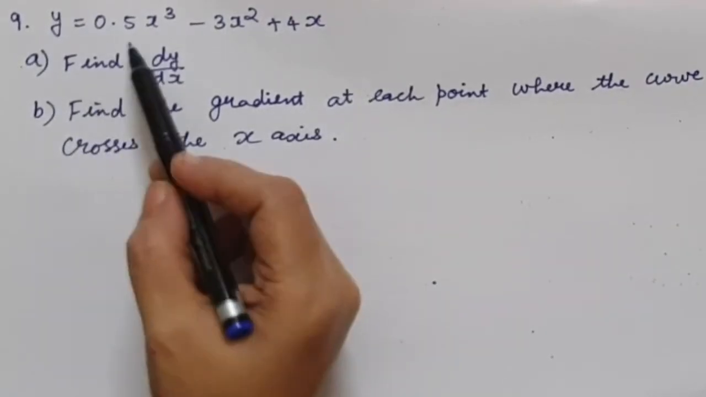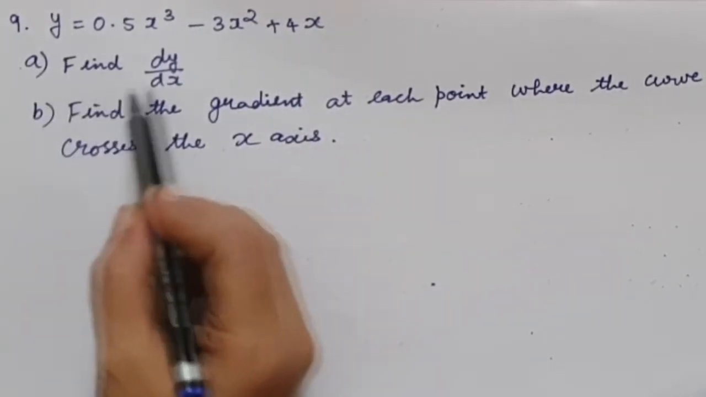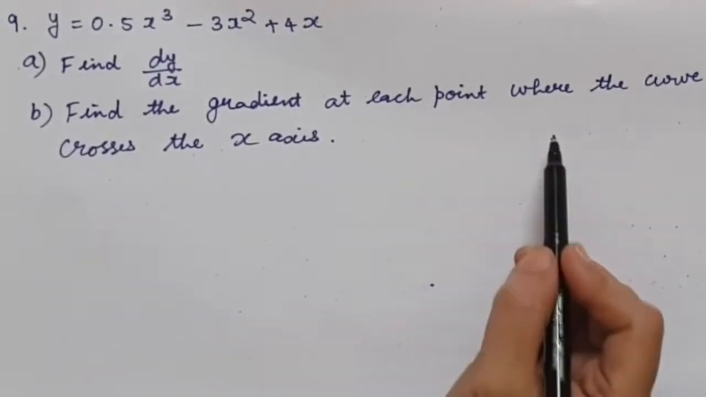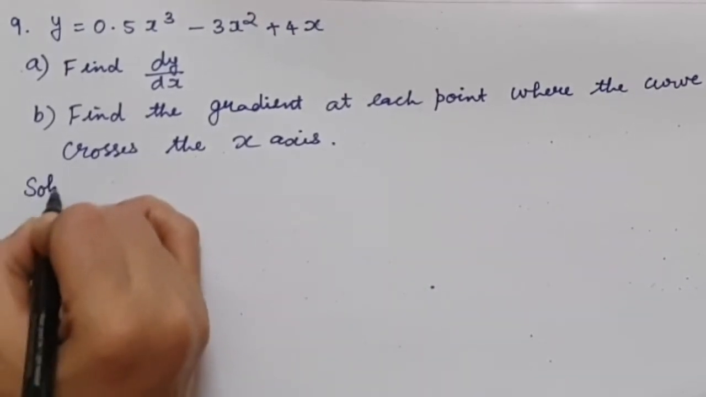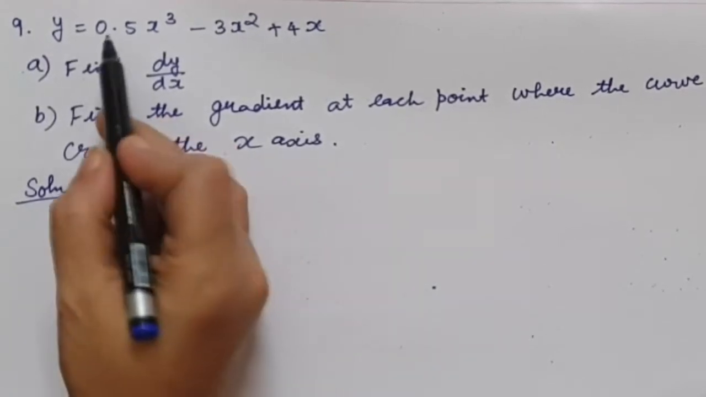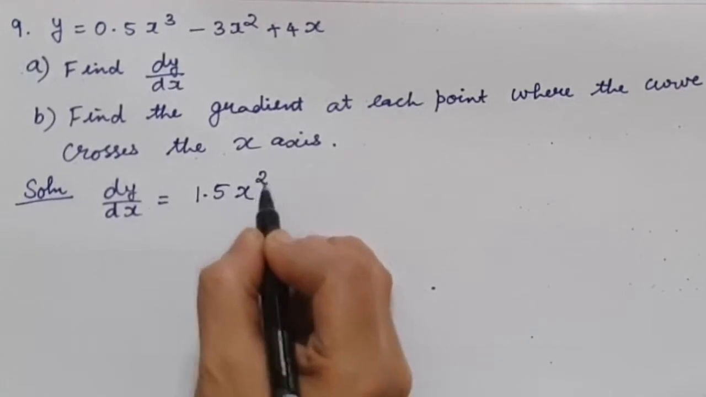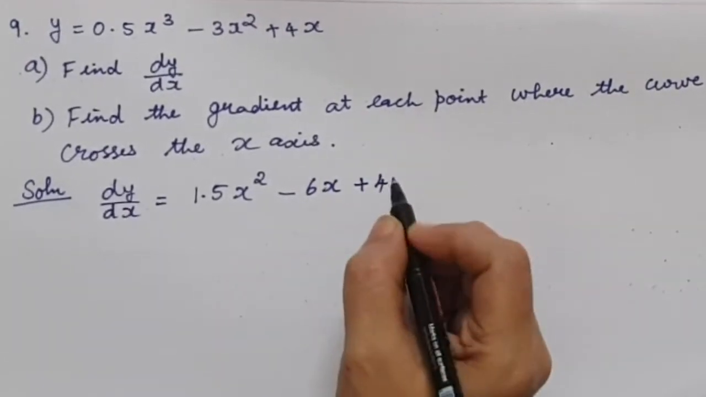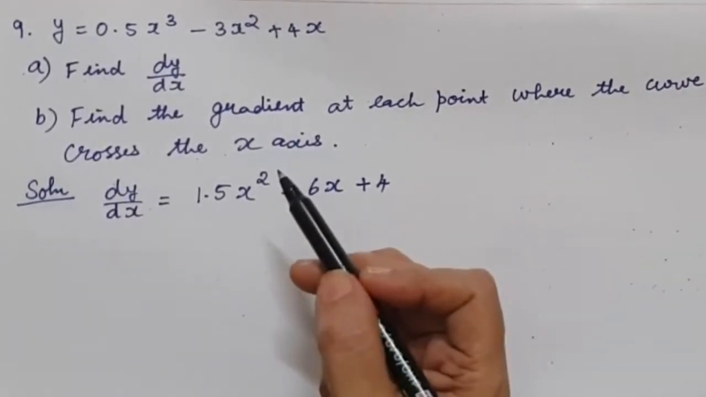Now y equal to 0.5x cube minus 3x squared plus 4x. A part, find dy over dx. B, find the gradient at each point where the curve crosses the x-axis. Our first part, we need to find dy over dx. dy over dx, that is 0.5 into 3 will give us 1.5 and reduce the power, so x squared minus 6x, then plus 4.